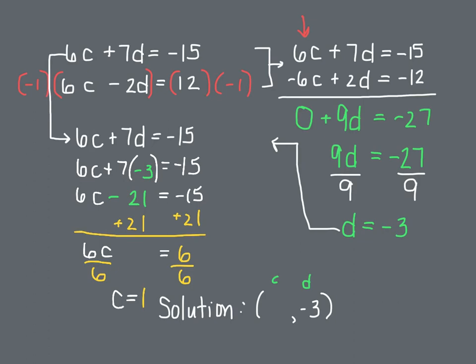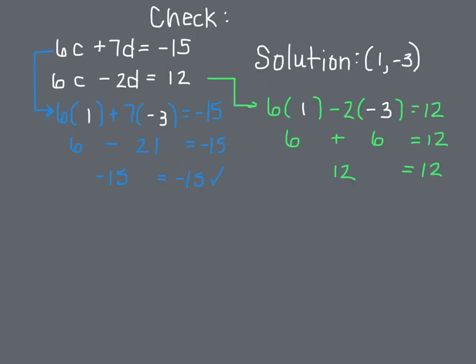And we get c equals 1. So my solution for my system of equations should be the point 1, -3. By substituting 1 for x and -3 for y into both equations, I find that the left side equals the right side for both equations, which means that this point is the intersection of the two lines.